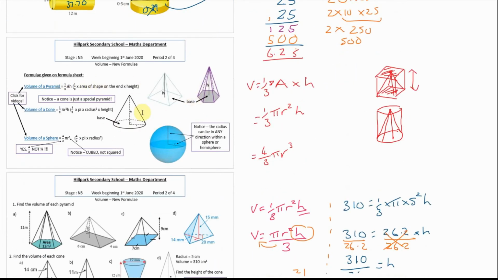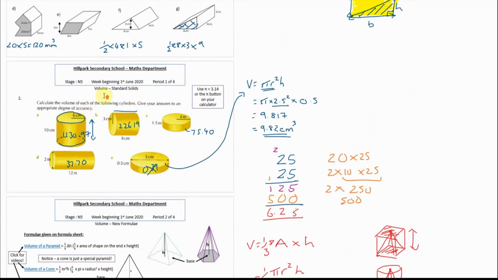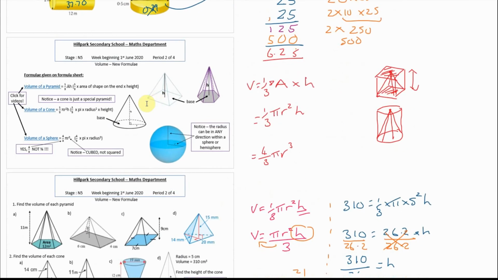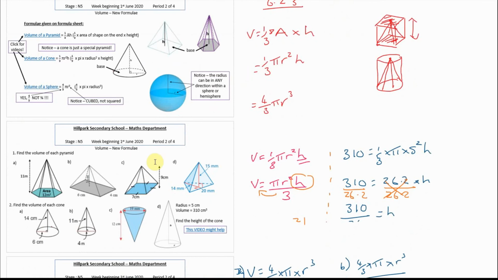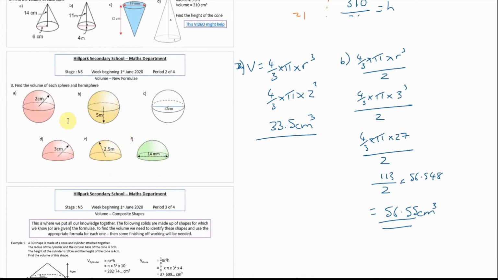The pyramids and cones, we're doing the exact same thing as what we're doing for the prisms and the cylinders, except we third it. Simple as that, we third it. Okay. And then we saw sphere. We've got an equation given to us, 4/3 pi r cubed. It's cubed, not squared like for a circle, so don't forget that. So I thought that was all quite straightforward. We're looking at hemispheres. Don't forget to half it, obviously.